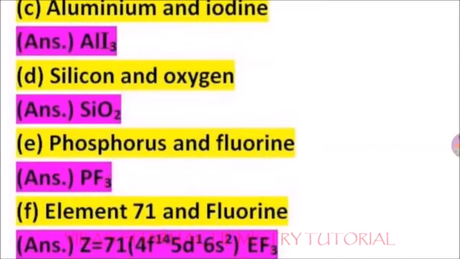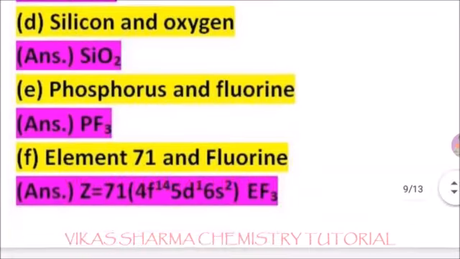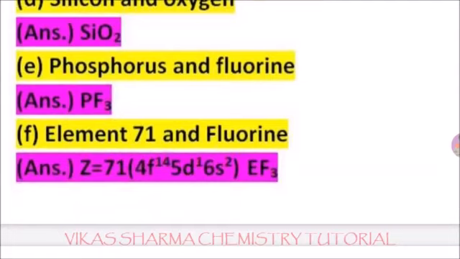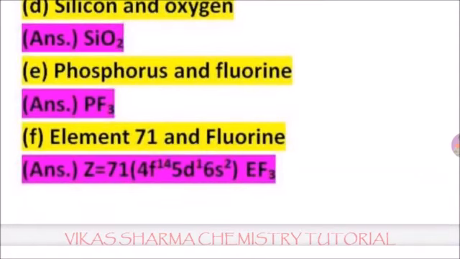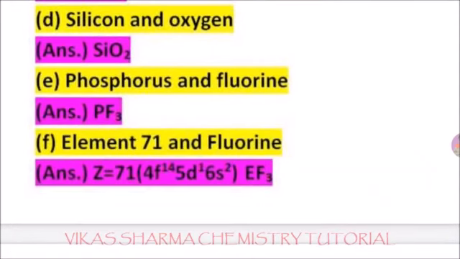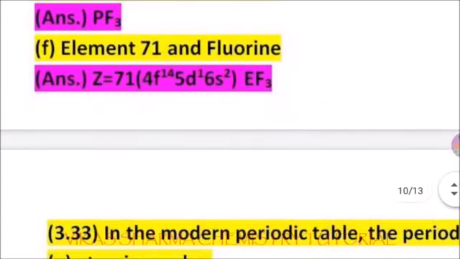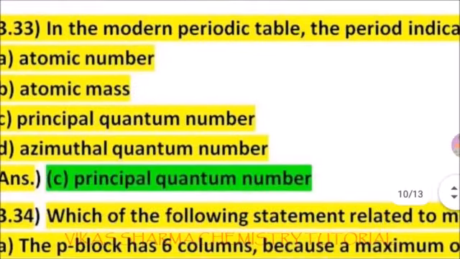Silicon and oxygen: both are members of the same family, so the formula is SiO2. Phosphorus and fluorine: the formula is PF3. Fluorine is the most electronegative, so phosphorus shows the +3 oxidation state and fluorine -1. The element with atomic number 71 forms EF3 with fluorine, because in the last subshell the number of electrons is 3, so its oxidation state is also +3, and fluorine is -1, so the formula is EF3.